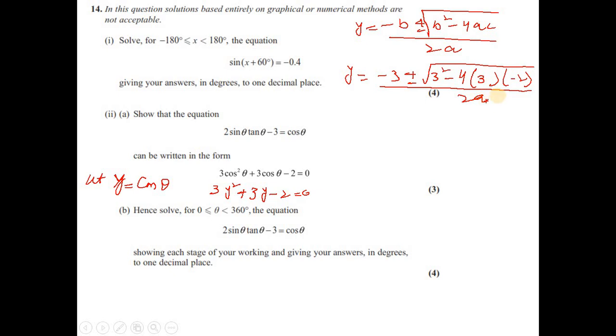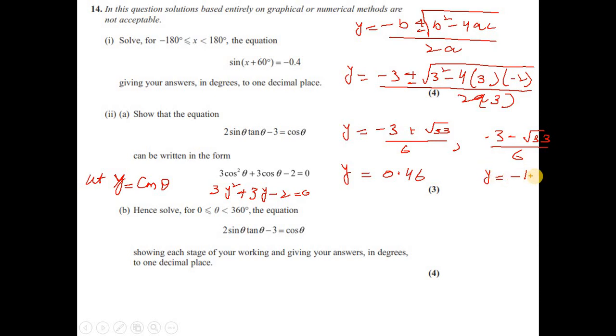and a is 3, so it is 3. You just simplify and you find two values of y because of this plus minus. Once you simplify the right hand side, you have two values of y. y is equal to minus 3 plus root 33 divided by 6, and y is equal to minus 3 minus root 33 divided by 6. Clearly, y is equal to 0.46 and y is equal to minus 1.45.